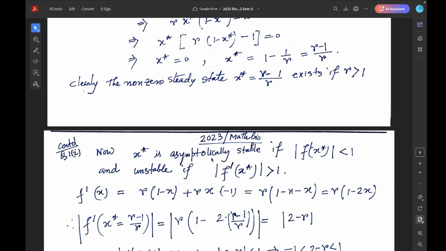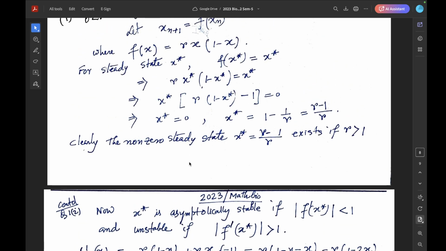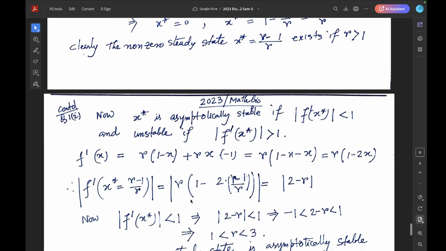Now, x star is asymptotically stable if modulus of f dash x star is less than 1, and unstable if modulus of f dash x star is greater than 1. Now f(x) is this, so f dash x equals r (1 minus x) plus r x into minus 1, so we get r into (1 minus 2x). So f dash at (r minus 1)/r, putting x equal to (r minus 1)/r, the non-zero steady state, you get mod of 2 minus r.